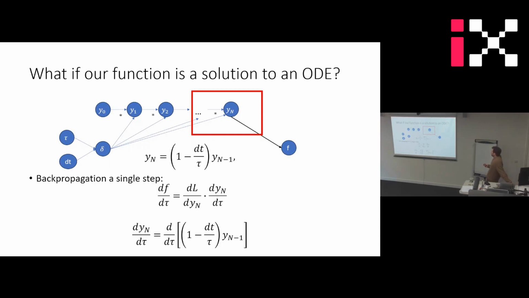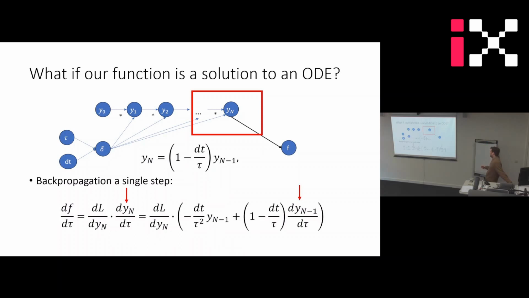So yn is just this little incremental decay times yn minus 1. So if we want to do backpropagation a single step, then we do the gradient with respect to tau. We just plug this thing in there. So we're doing one backpropagation gradient.